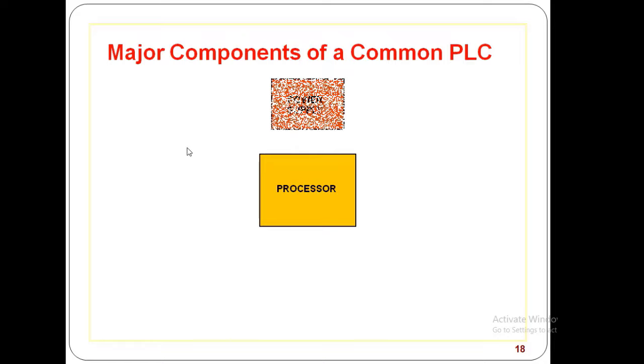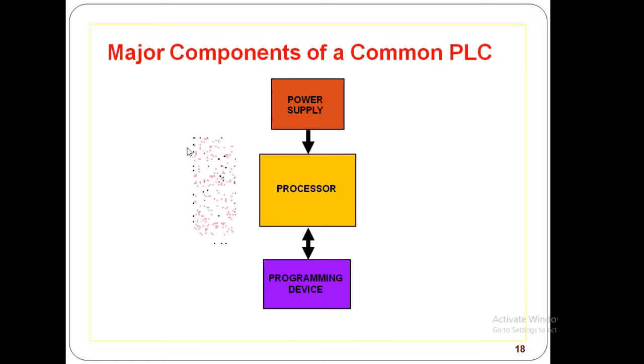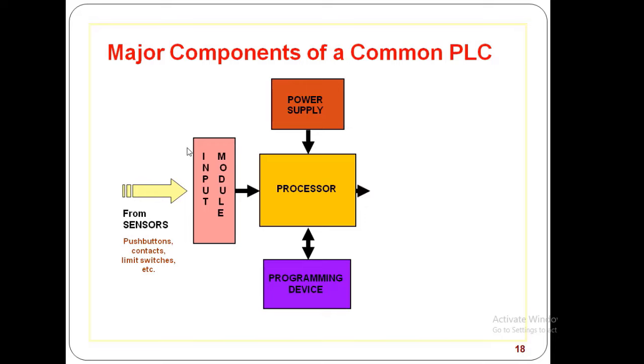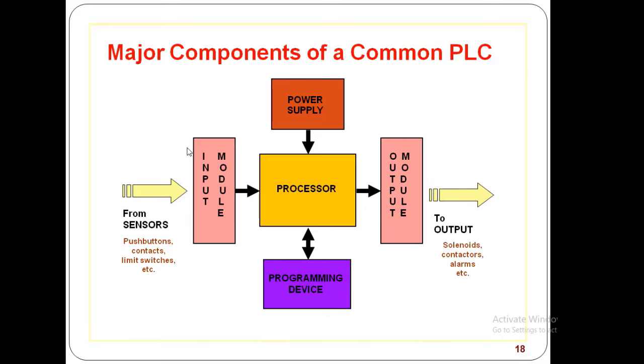Major components of a PLC. This is once again the same thing, here in a different shape, a different way. One side is known as the input side, the other side is known as the output side, and the central part is known as the CPU, which consists of the power supply, and it also has a position for the programming cable, programming device, and its memory is also indicated here at the position of the processor.